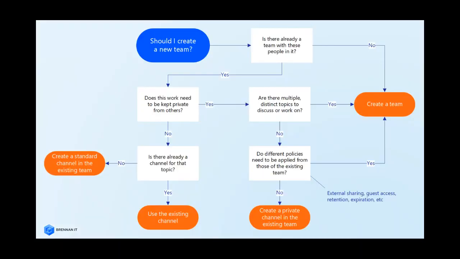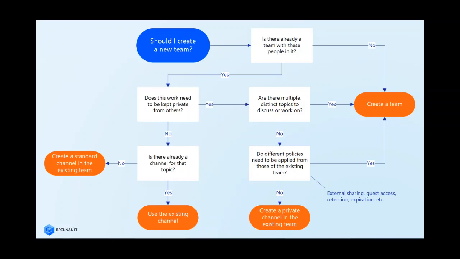So a question we often get asked is, should I create a new team? Does this warrant its own team? So we've created this diagram to help with that decision. So the first question you want to ask is, is there already a team with these people in it? If there isn't, that's when you would create a new team. If there is, the next question you want to ask is, does the work need to be kept private from the other people who are in that previously existing team?